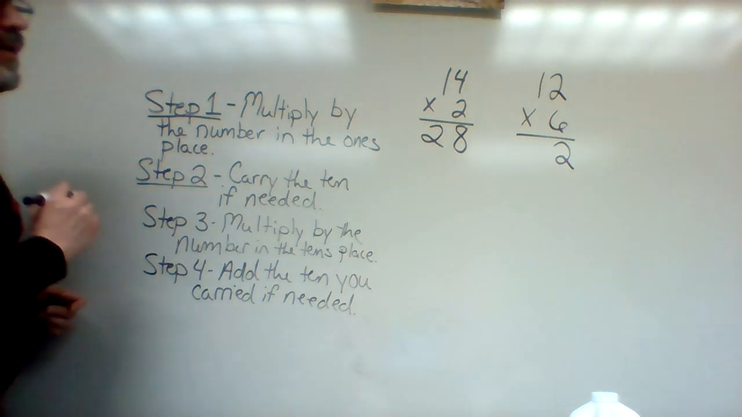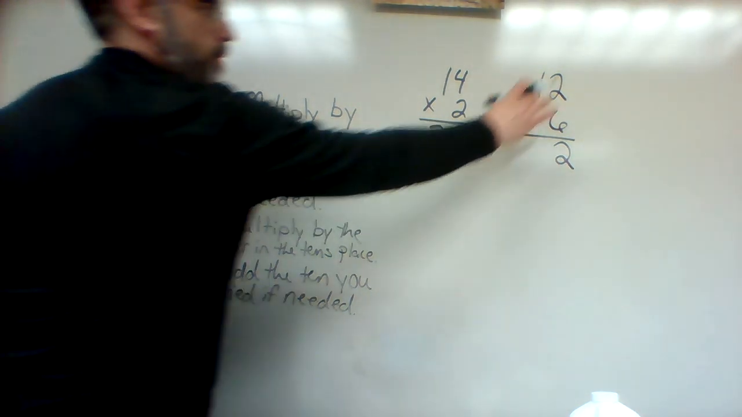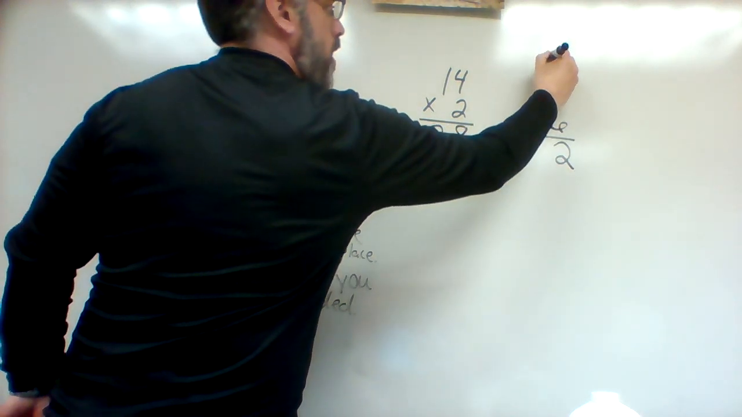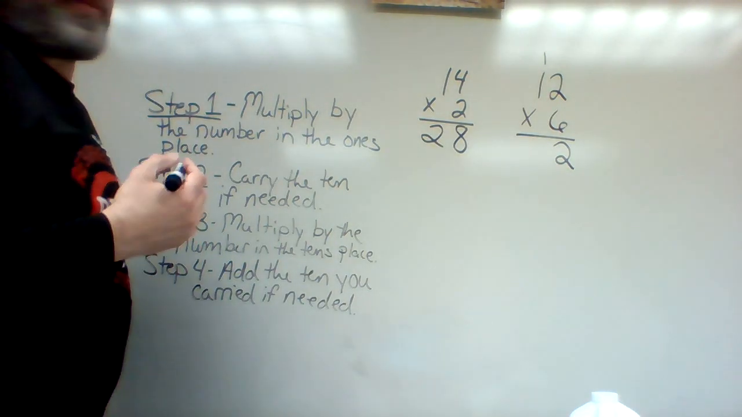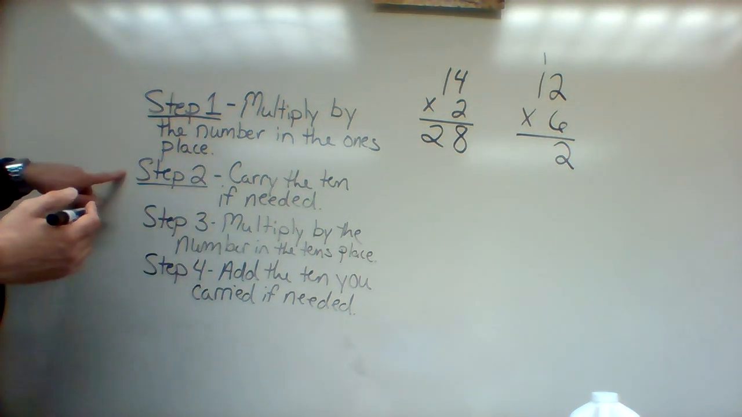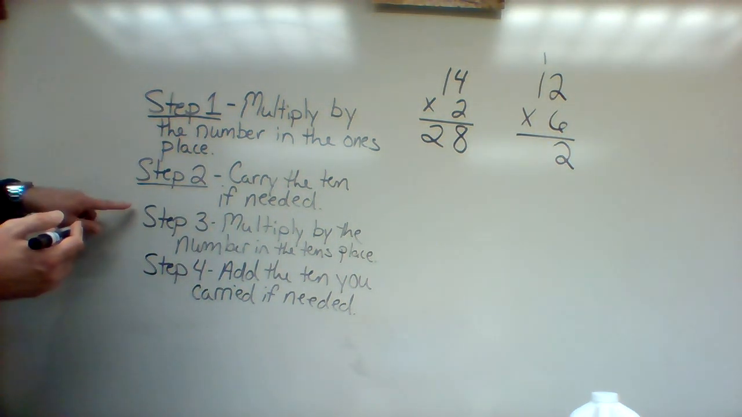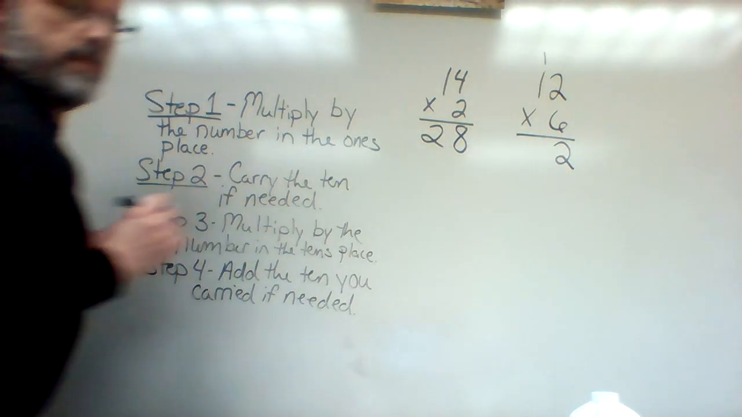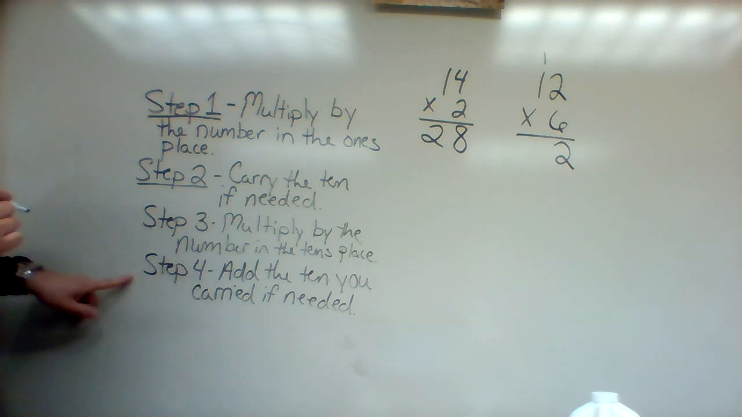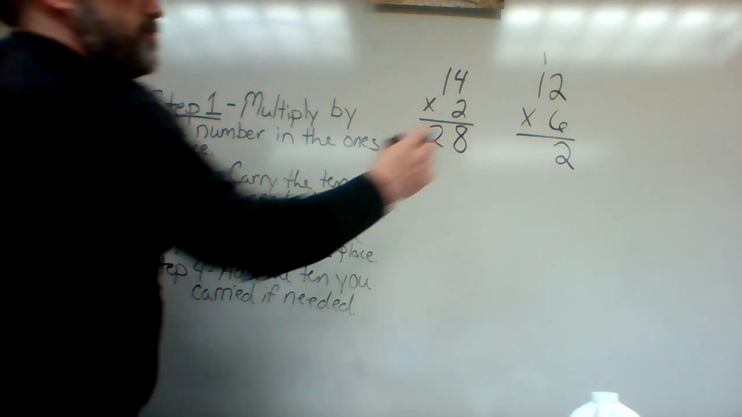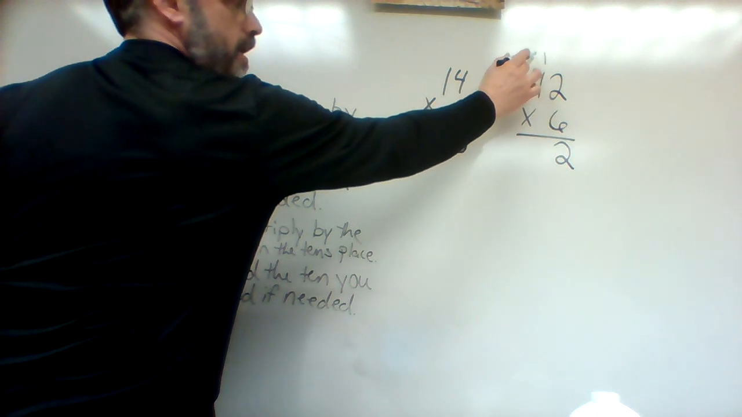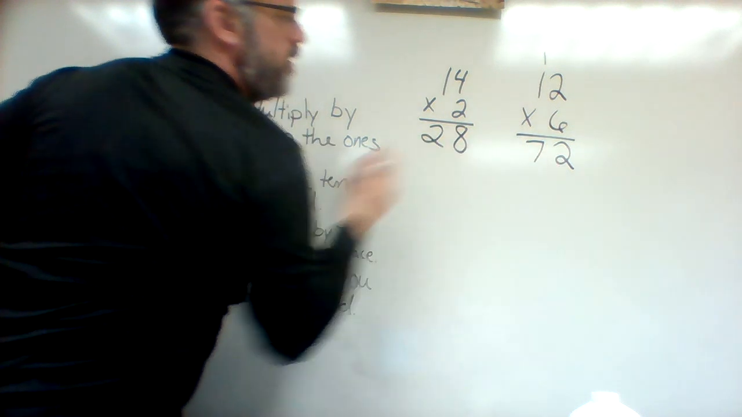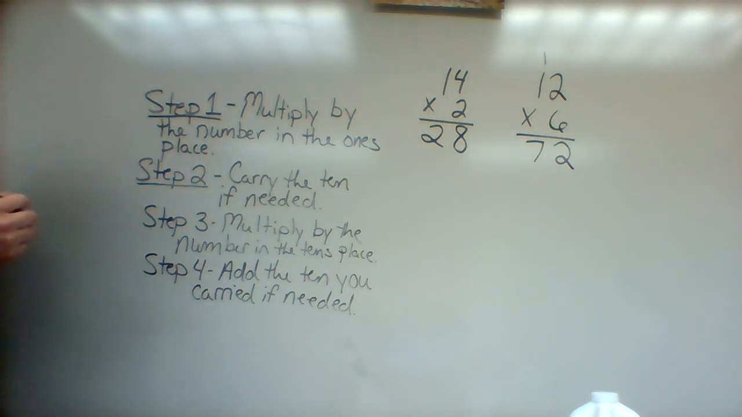So I follow step 2. I carry the 10 if needed. So my answer was 2 times 6 is 12. So my number in the ones place stays here. The 1 goes up above there, so I can work with that in a minute. So I've carried the 10 because I had to do that. Now my third step, multiply by the number in the tens place. 6 times 1 is 6. And then step 4, add the 10 I carried if needed. So 6 times 1 is 6, plus the 10 I carried, 1, gives me 7. So that answer is 72.